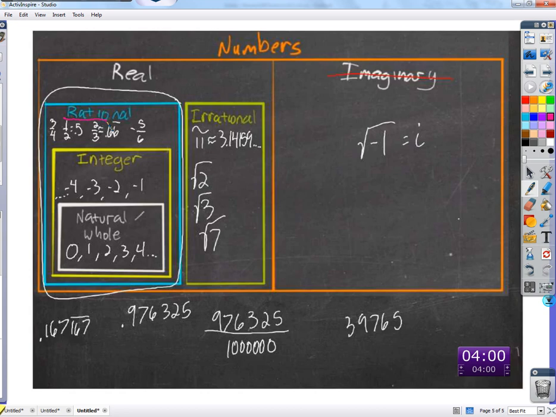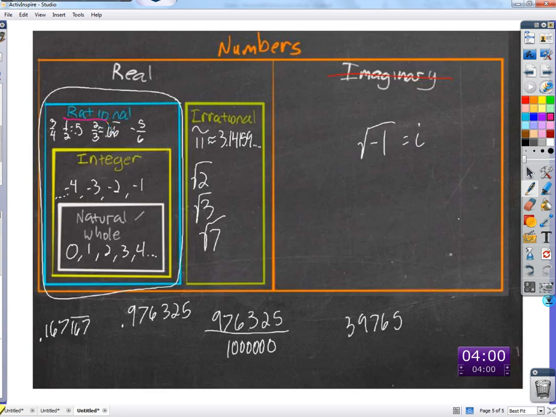Rational numbers are, well, another word that we could use would be fractions, one that we're familiar with. Did you say fraction? Yes. You gotta shout that from the mountaintop so that I can hear you all the way up here. So it's a fraction. Whether it's an improper fraction or a proper fraction, it works.